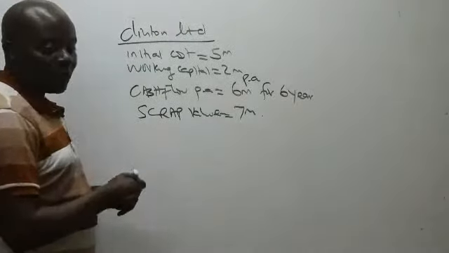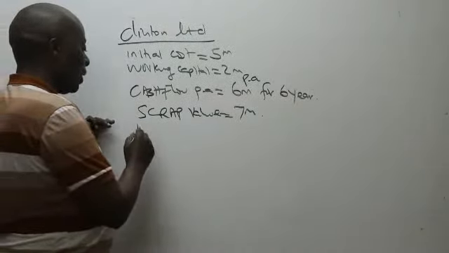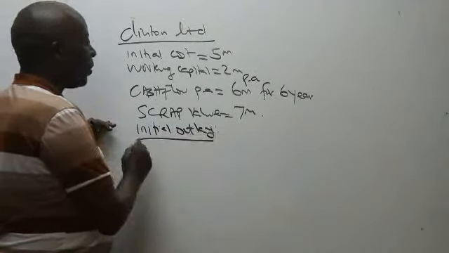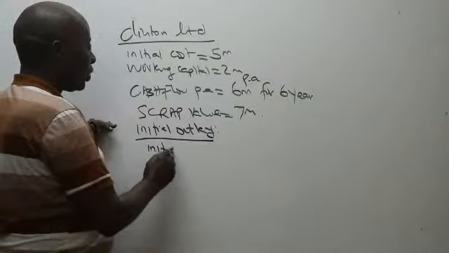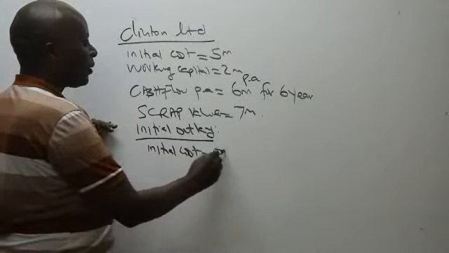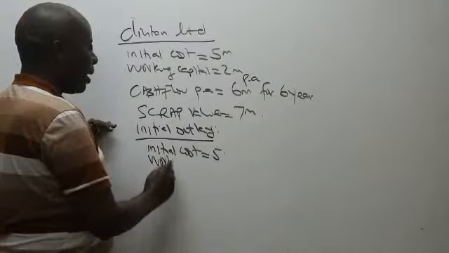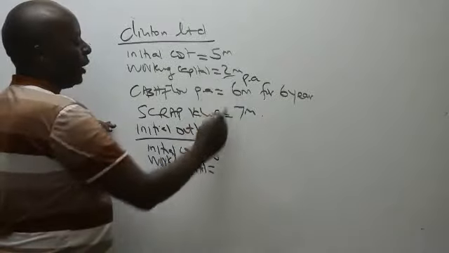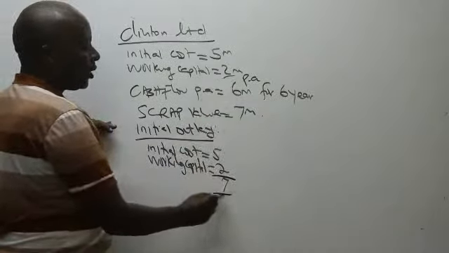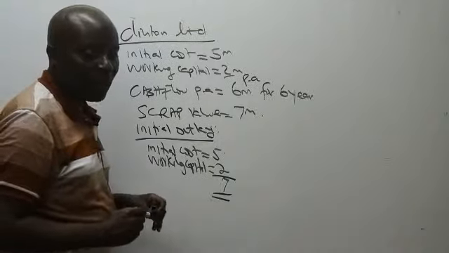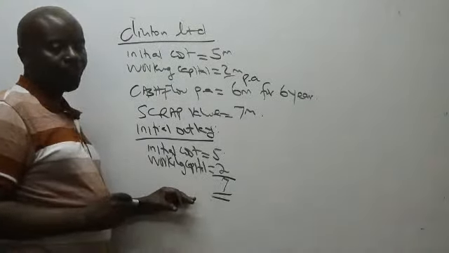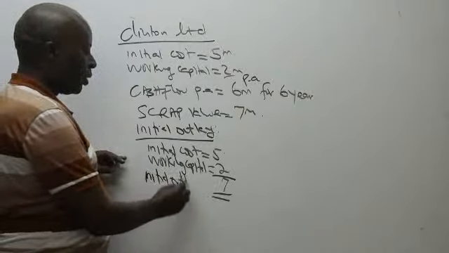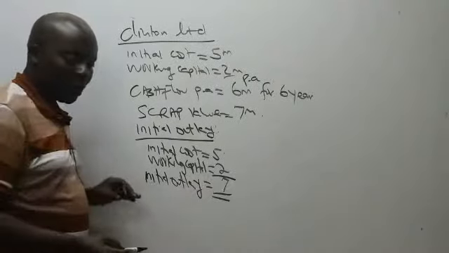So we have three types of cash flows here. We have initial outlay. The initial outlay will have two components. We have the initial cost of the machine, which is 5 million. And then, of course, we have to pump in some working capital. Working capital of how much? 2 million. So for us to get started, we need an initial outlay of 7 million. This is the initial outlay.